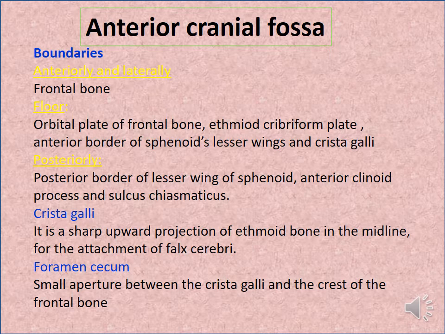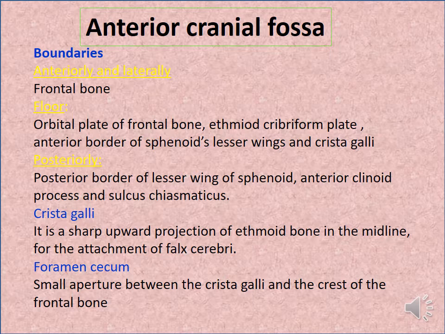The boundaries of the anterior cranial fossa: anteriorly and laterally by the frontal bone. The floor contains the orbital plate of the frontal bone, the cribriform plate of the ethmoidal bone, the anterior border of the sphenoid, the lesser wing of the sphenoidal bone, and the crista galli. The posterior border is the posterior border of the lesser wing of the sphenoid bone, the anterior clinoid process, and the sulcus chiasmaticus.